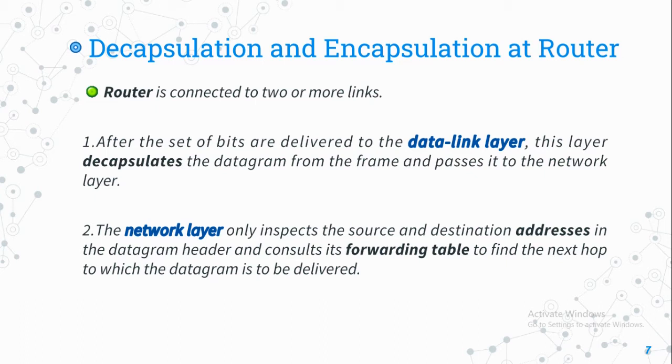In the router, after the set of bits is delivered to the data link layer, this layer will decapsulate the datagram and pass it to the network layer. The network layer inspects the source and destination address in the datagram header, and it will check the forwarding table to find the next hop where the datagram is to be delivered.